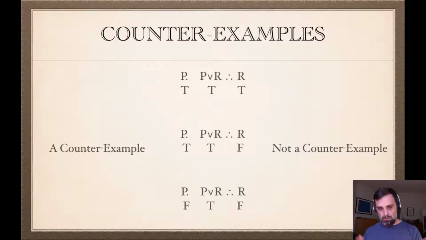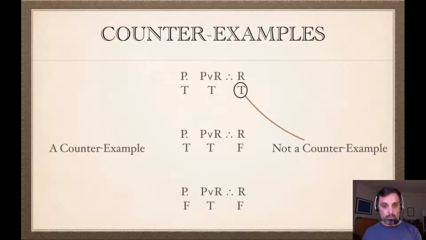So to have some examples, let's look at this first row, this argument. So our argument is P, P or R, therefore R. We're not going to look at all the rows for this table, but on the first row we would have P is true, and P or R is true, and R is true. So this row is not a counterexample because the conclusion is true. And so it's not a case where we have true premises and a false conclusion.